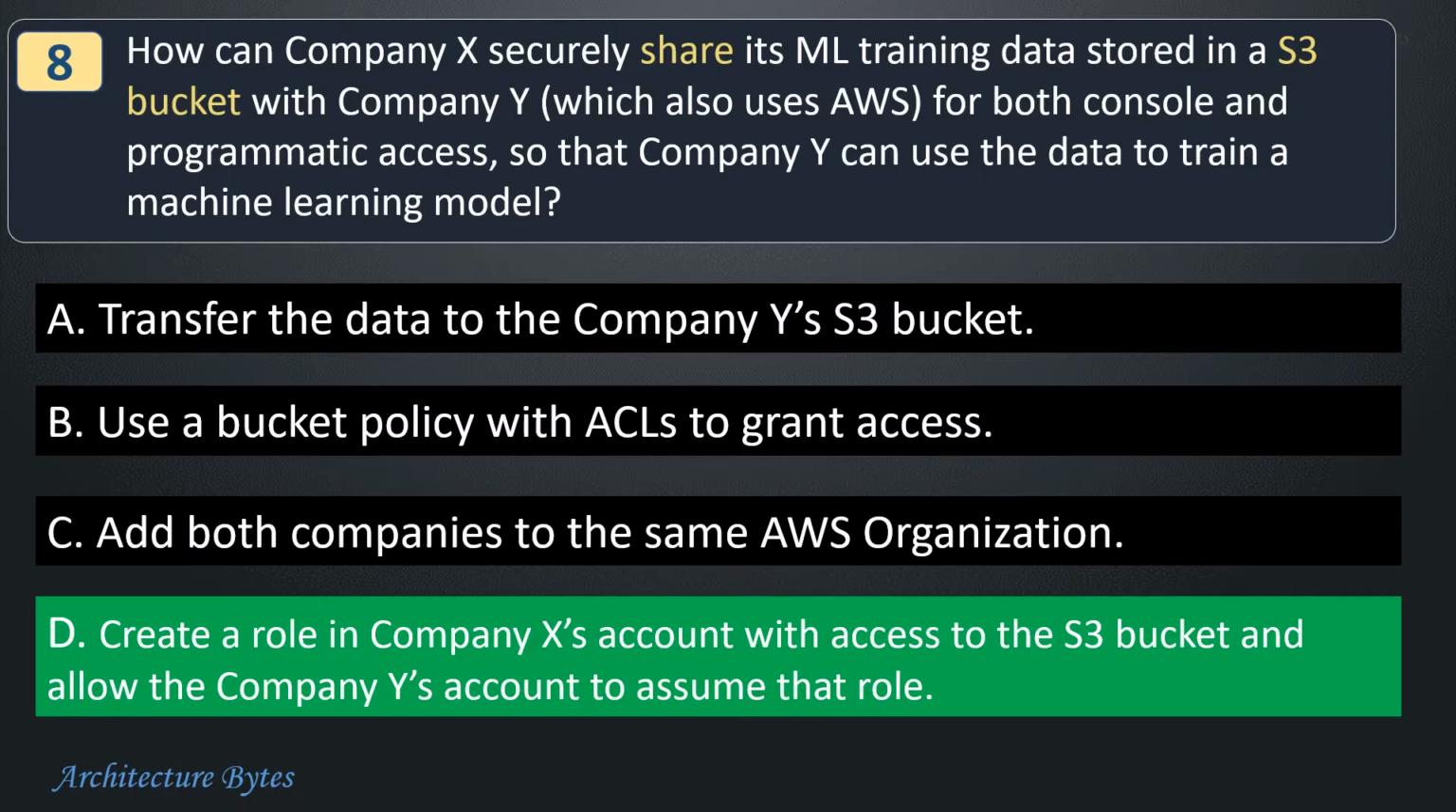Option A would involve copying the data to company Y's bucket, but that's inefficient for large datasets and duplicates the data, increasing storage costs. Option B, while you could configure a resource-based bucket policy with ACLs to give company Y access, is generally a less flexible approach. Option C would involve restructuring both companies under the same AWS organization, which is impractical unless there is a close business relationship, as it implies broader administrative control.